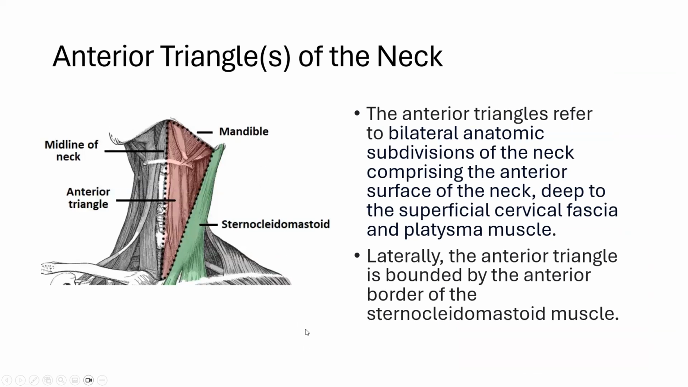Anterior triangle, or triangles, of the neck. The anterior triangles refer to bilateral anatomic subdivisions of the neck comprising the anterior surface of the neck deep to the superficial cervical fascia and platysma muscle. Laterally, the anterior triangle is bounded by the anterior border of the sternocleidomastoid muscle. Here.